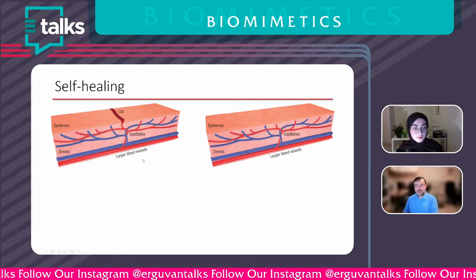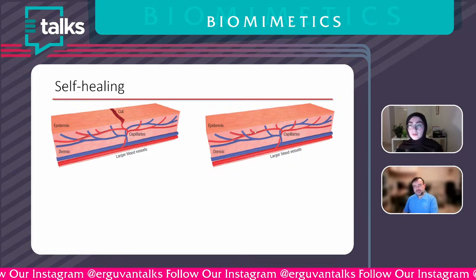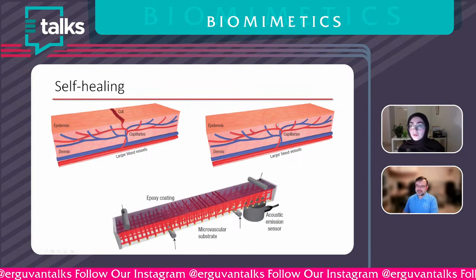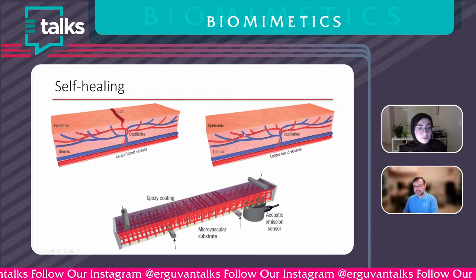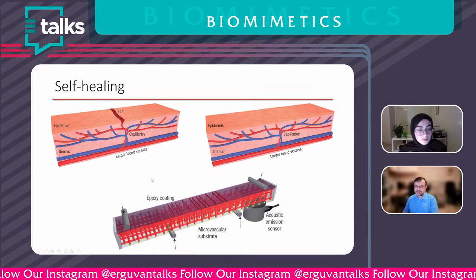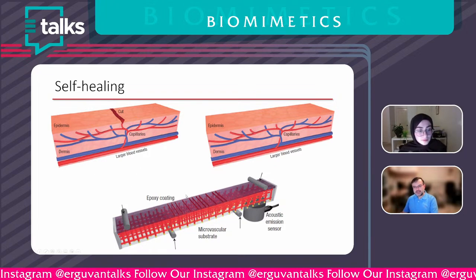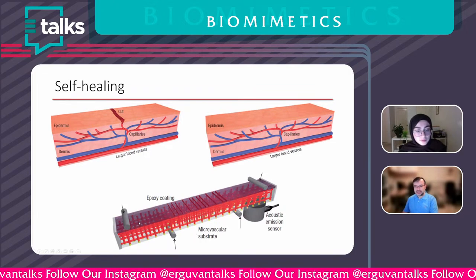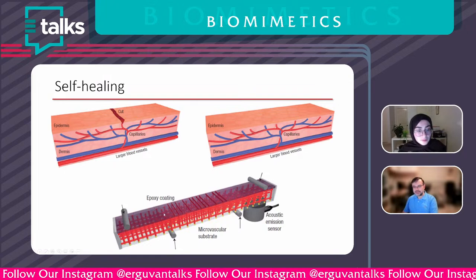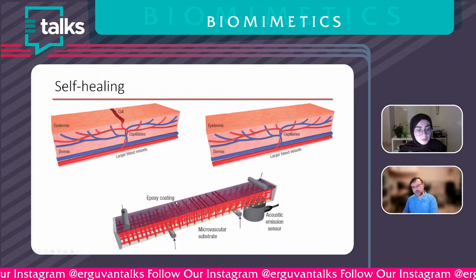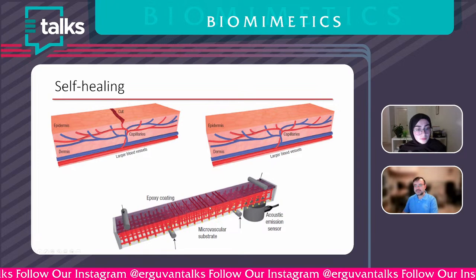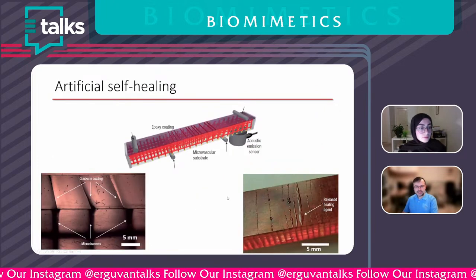So why don't we do the same using nanofabrication techniques? Indeed, researchers and scientists developed something similar, a microvascular network in a structure. So there are micro channels. They carry a polymer that could heal, kind of a glue. When a crack happens, it simply glues those parts back. And indeed, it works.